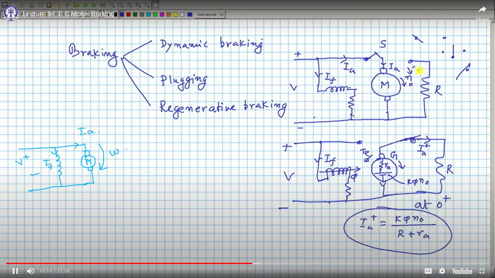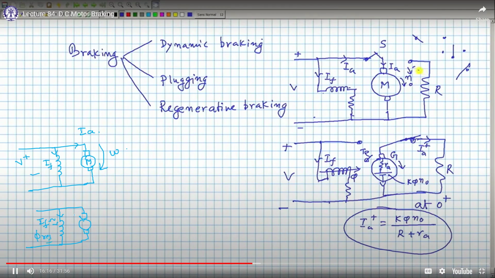Now, suppose you want to stop your DC machine, so you have removed the voltage supply. Since you have removed the voltage supply, the field current IF is equal to the residual flux, because this flux will no longer be supplied by the DC voltage supply. It will be equal to the residual value.